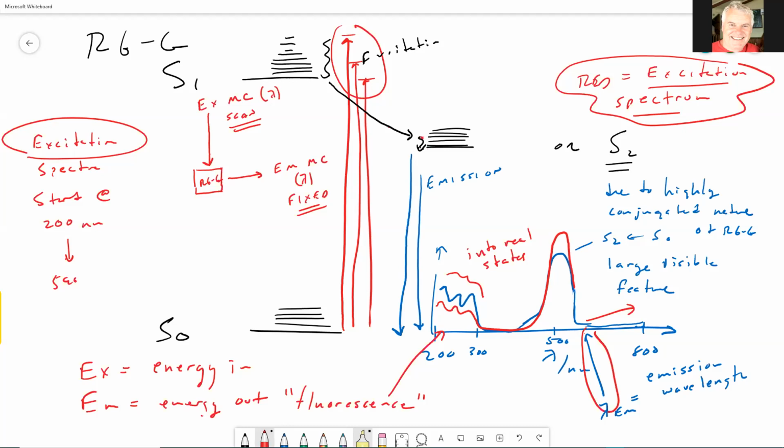But in any case, what we're going to focus on today is the absorption, excitation, and emission spectrum of rhodamine 6G.